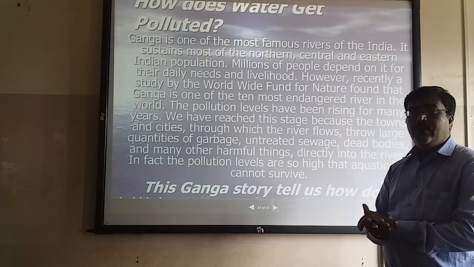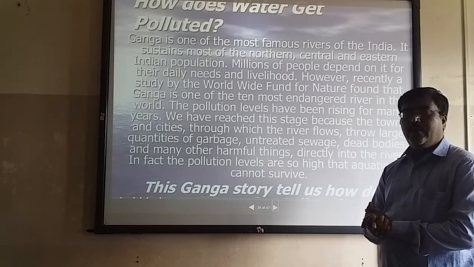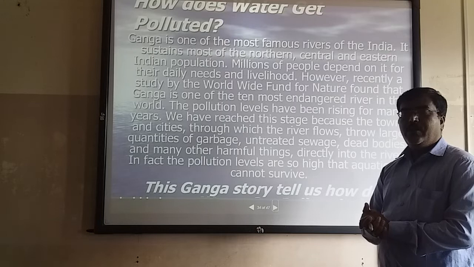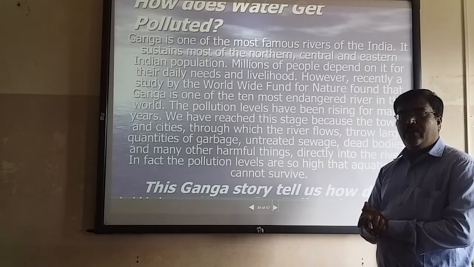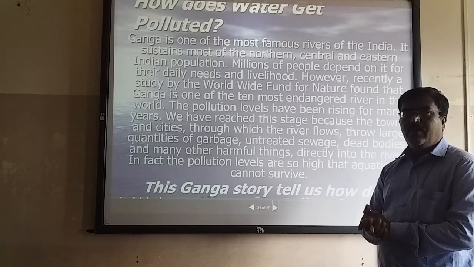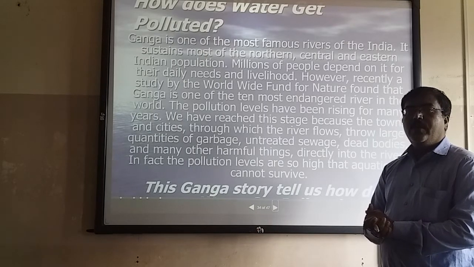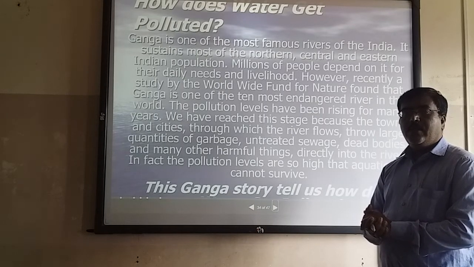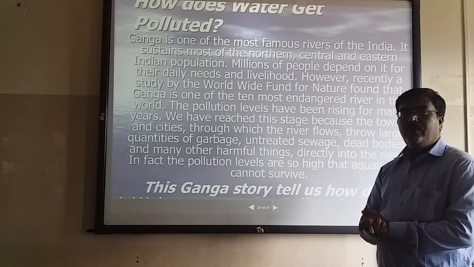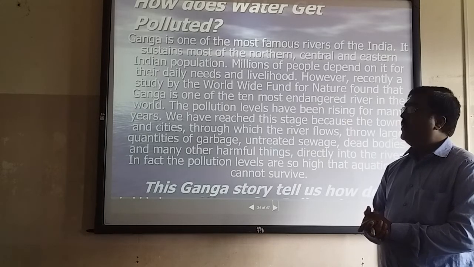The main example we can give is the Ganga. The Ganga river originates in Gangotri and joins the Bay of Bengal. It flows for about 2500 to 3000 km, covering urban areas, and a lot of industries are seen on the banks of the river. So today Ganga water is highly polluted.